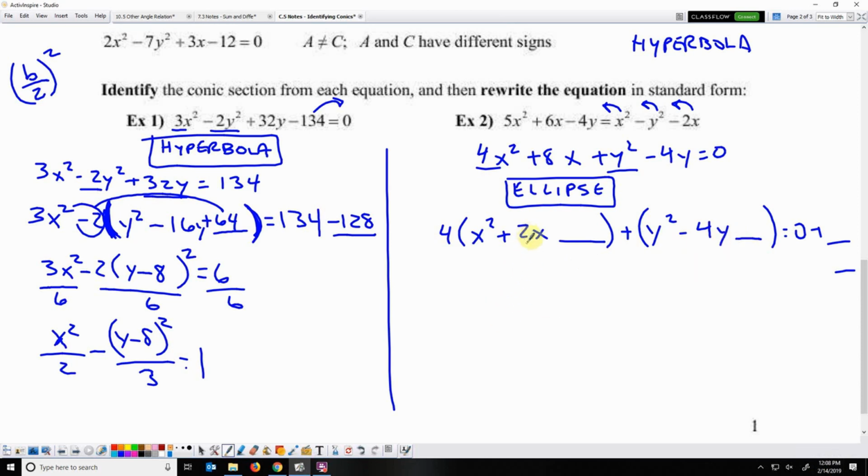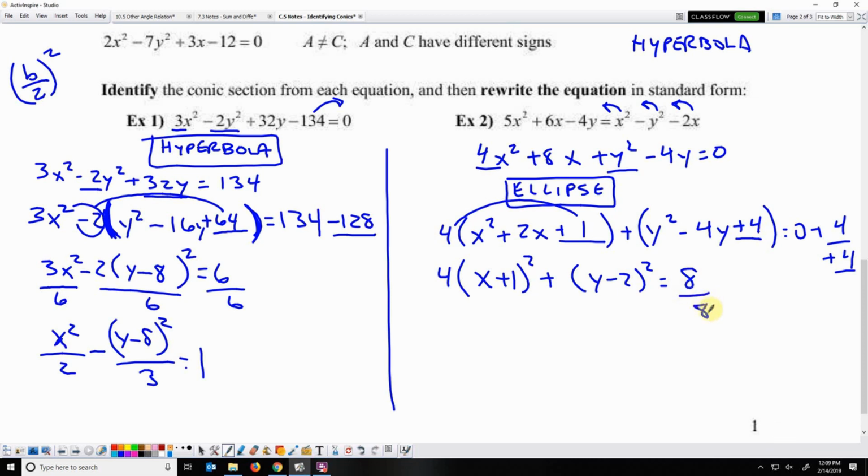So half of b is 1, squared is 1. I really added 4 times 1, so plus 4. Half of this b is negative 2, squared is 4. I added, there's nothing out here to multiply by, so I added another 4. The factored form. And really, to make this easy, if I cut b in half, I get 1. It's x plus 1 squared. That's my factored form. Cut this b in half, and I get negative 2. Y minus 2 squared is the factored form. Equals 8.